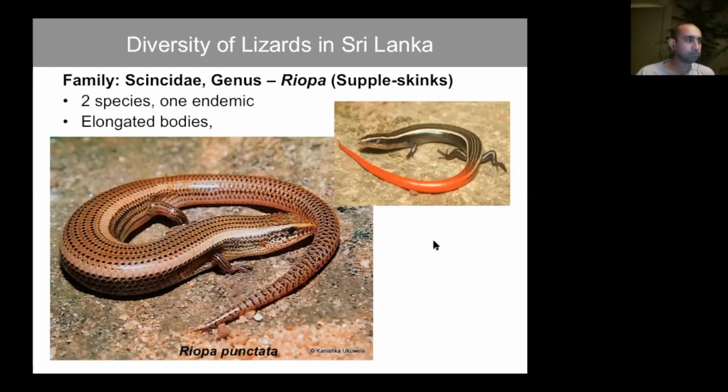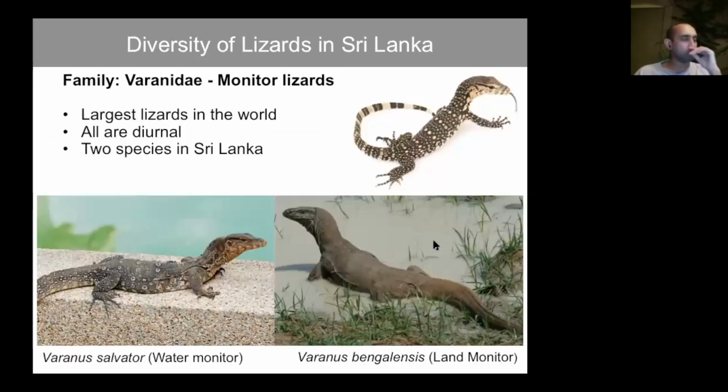Right, and then we move on to the monitor lizards, right? We have two species. Monitor lizards are the largest lizards on Earth. The largest species is the Komodo dragon, which is found on two islands in Indonesia, Komodo Island and another small island.